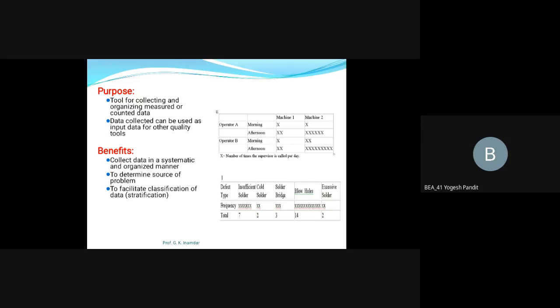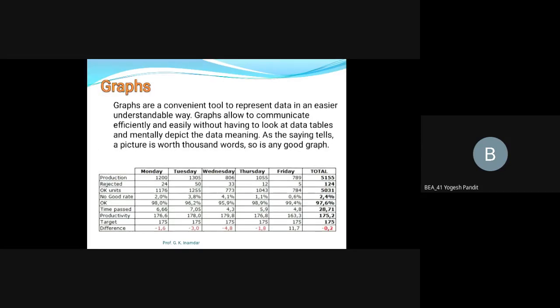Now what is the benefit? Collect data in a systematic and organized manner to determine the source of the problem, and to facilitate classification of data. Now there are a number of graphs. Already we know there are a number of graphs. Graphs are very important. Why? Because if there is very huge data, that data is very critical to analyze. With the help of different graphs, we can analyze the data within a very short time, and reading that data will be easy.